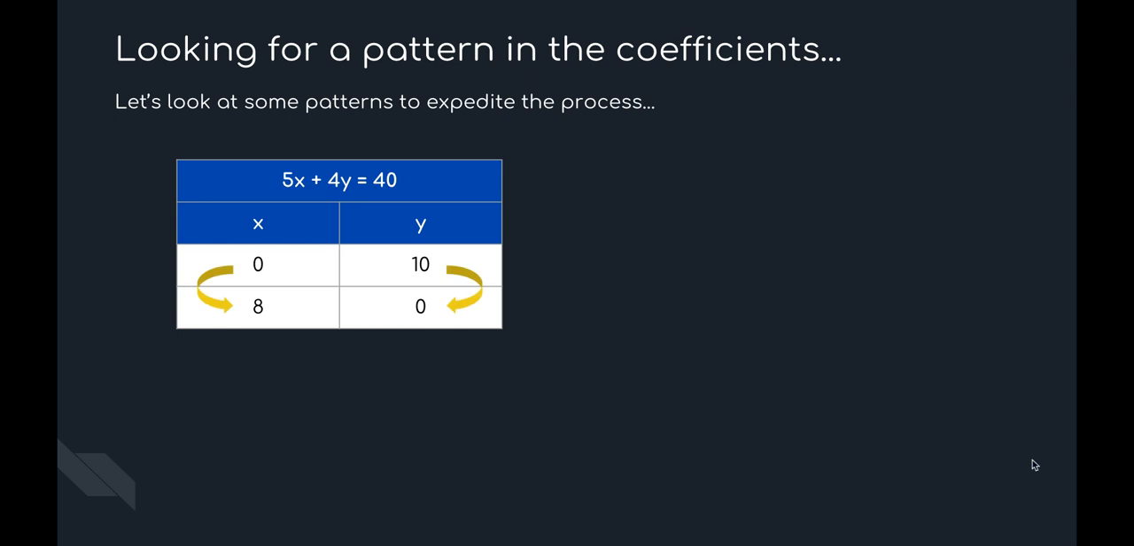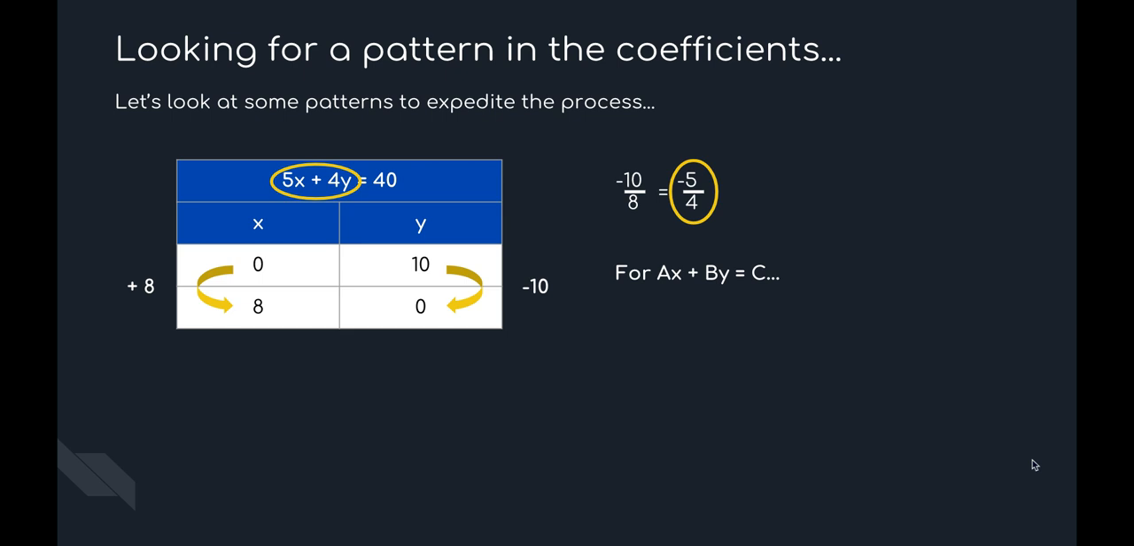Let's find our rate of change. As we increase x in value by 8, we decrease y in value by 10. Our slope is negative 10 over 8, which simplifies to negative 5 over 4. And notice that it has a pattern that's built in and associated with the coefficients of x and y.